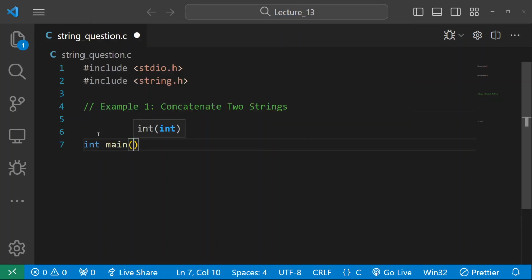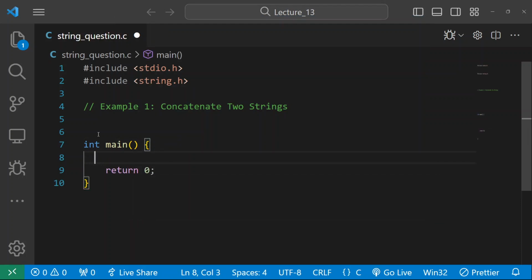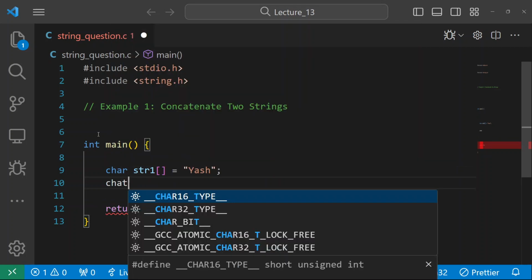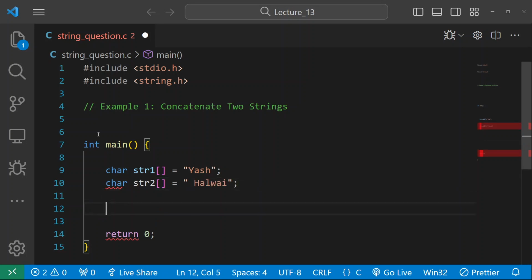Just see now what I am doing. Yesterday I covered this question, and the reason I am taking it is that it is important. I'm revising this question again. We have taken the first string as the name. Let me write str1 and take my name, Yash, and let me take a second string. Like an array, we are declaring a string. Let me give a space and let my surname be the second string. I have taken two strings as a pair.